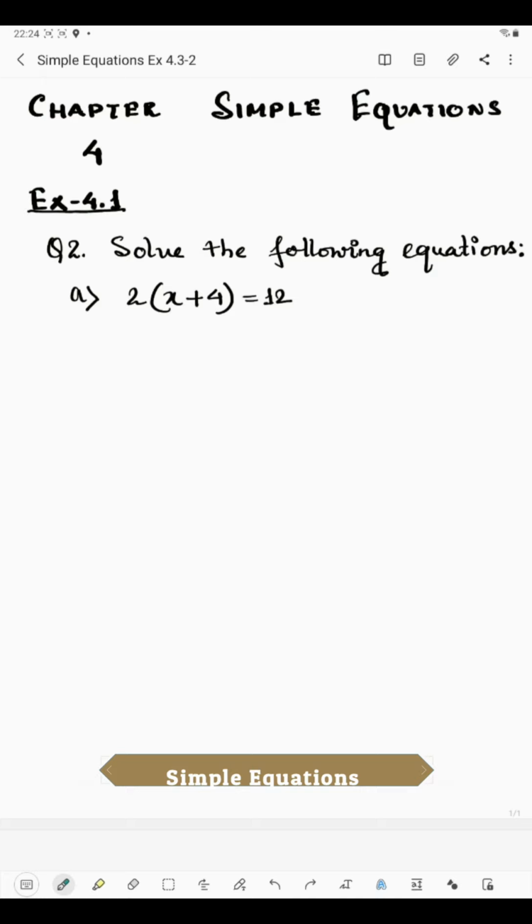Students, now I'll be starting with question number 2 of exercise 4.1. Question number 2 says solve the following equation. Solve means, as you all know, that we will have to find the value of the variable, which is x here. Okay, now two ways we can solve this equation.